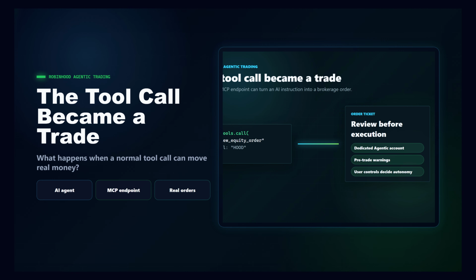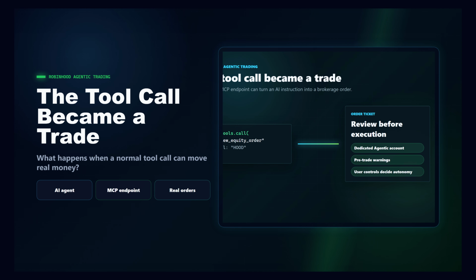Your coding agent can now place stock trades through Robinhood's MCP server. That sentence is both exciting and a little terrifying. Welcome to Fluid Coding and AI. Today we are looking at Robinhood Agentic Trading, and the real question is not whether an agent can connect.